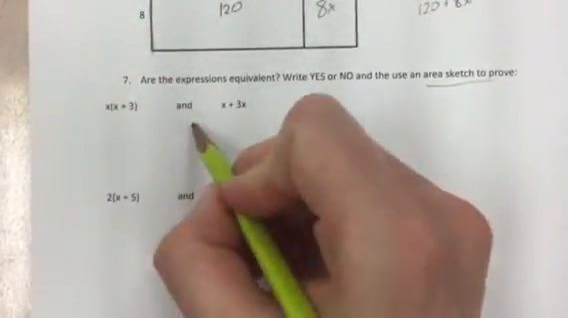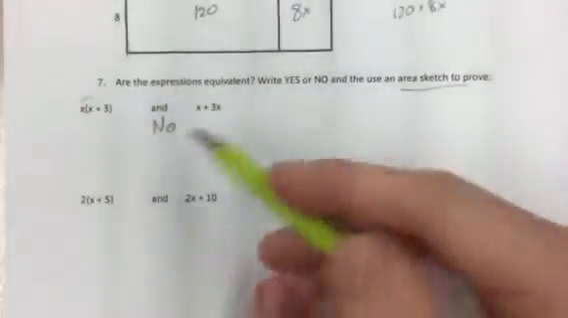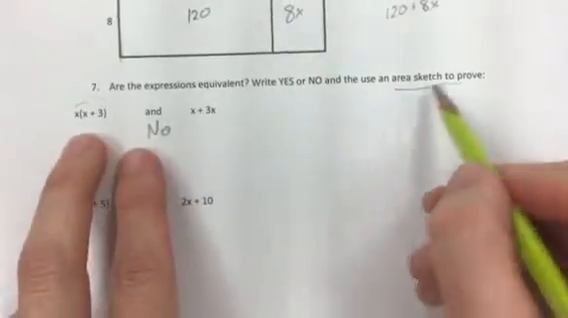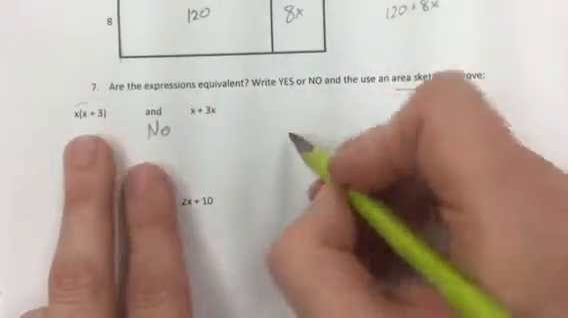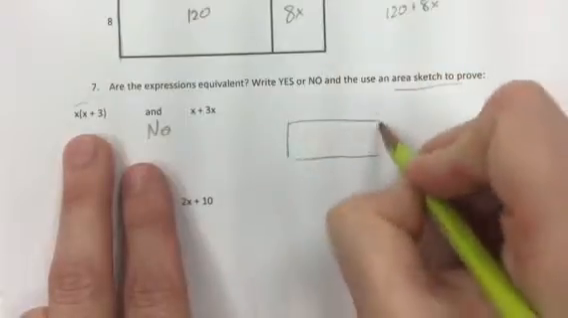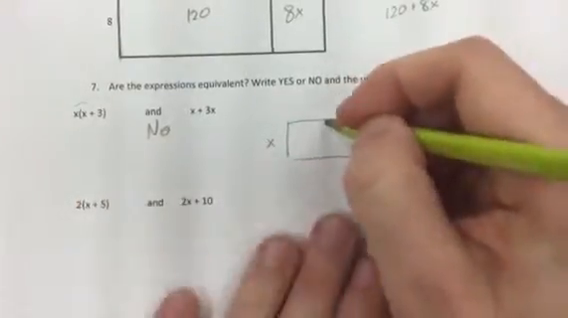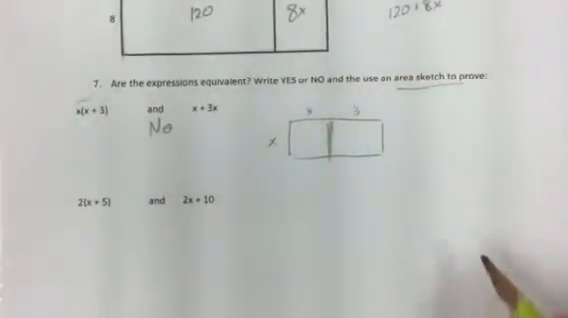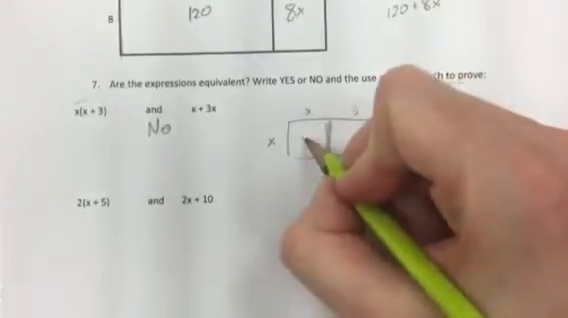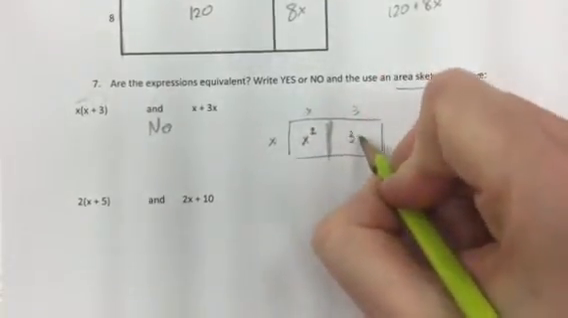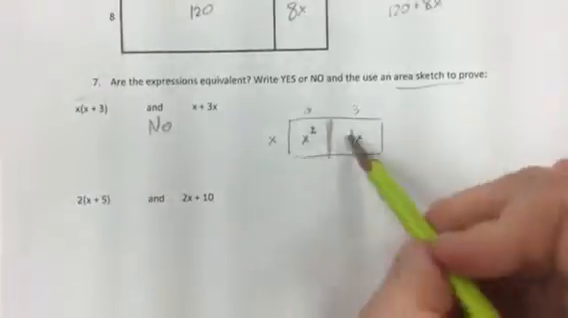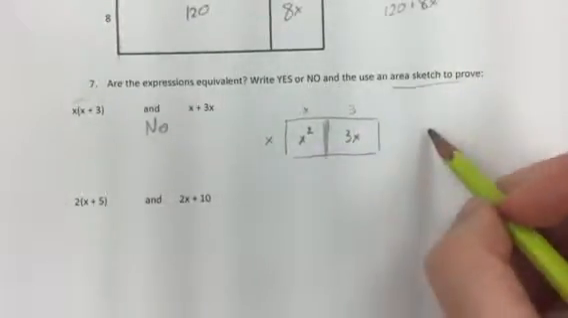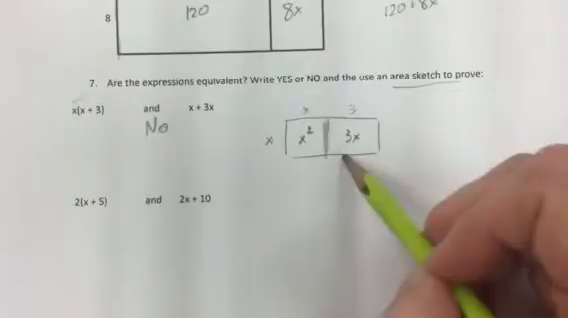So I'm going to say no. I'm looking at this, and this clearly doesn't use the distributive property. So I'm thinking algebraically, but if I want to prove it using an area sketch, this one I would draw an x and an x. So here's an x, and here's an x, right? And here we'll call this a 3, right? So then that would need to be x squared right here, and that would need to be 3x, right? So that's not the same thing as x plus 3x. So this is the area sketch that proves that they're not the same.